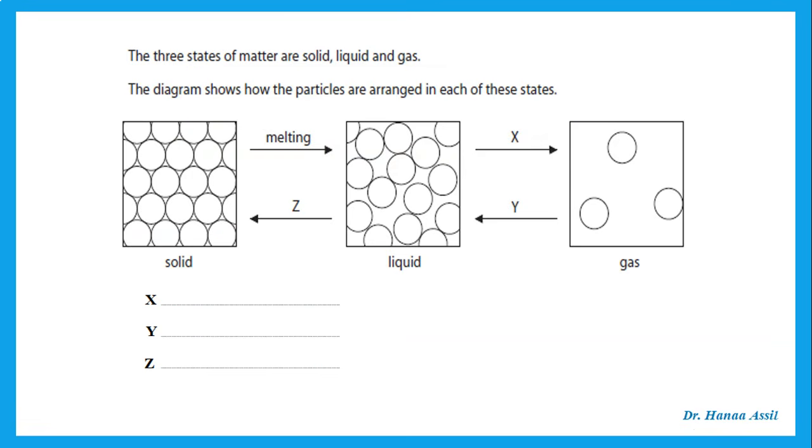So if we look at this question, the three states of matter are solid, liquid, and gas. And he drew solid, liquid, and gas, and he wants to know what is X, Y, and Z. Please pay attention, where is X and where is Y and where is Z. What is X? X is the arrow going from liquid to gas. Change from liquid to gas is boiling. You could say evaporation, but we usually say boiling. Now, from gas to liquid, that's cooling the gas changing to liquid, that is condensation. And from liquid to solid, that is freezing.